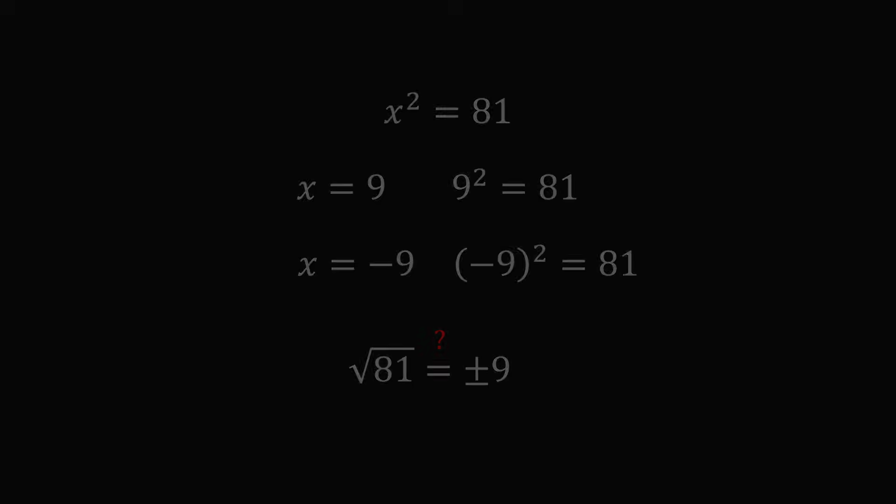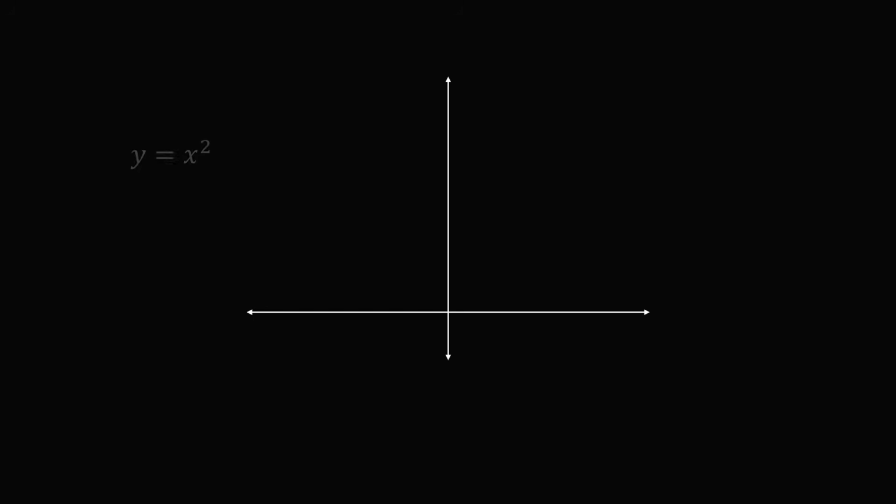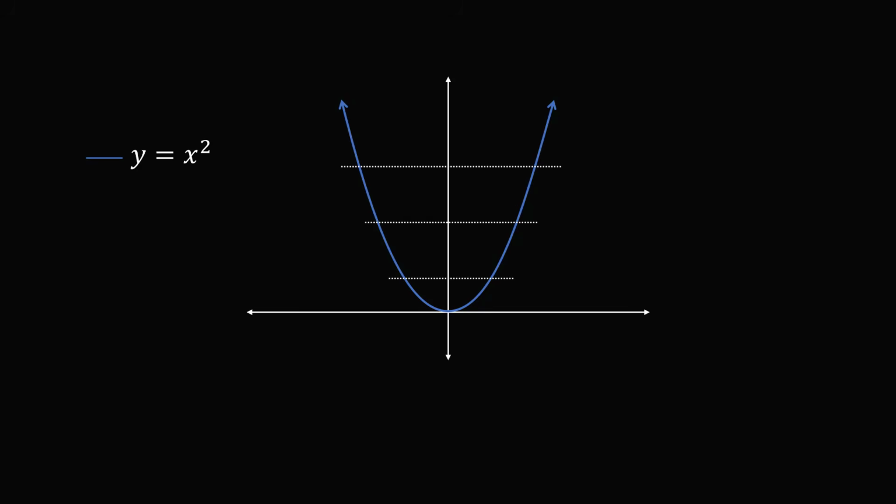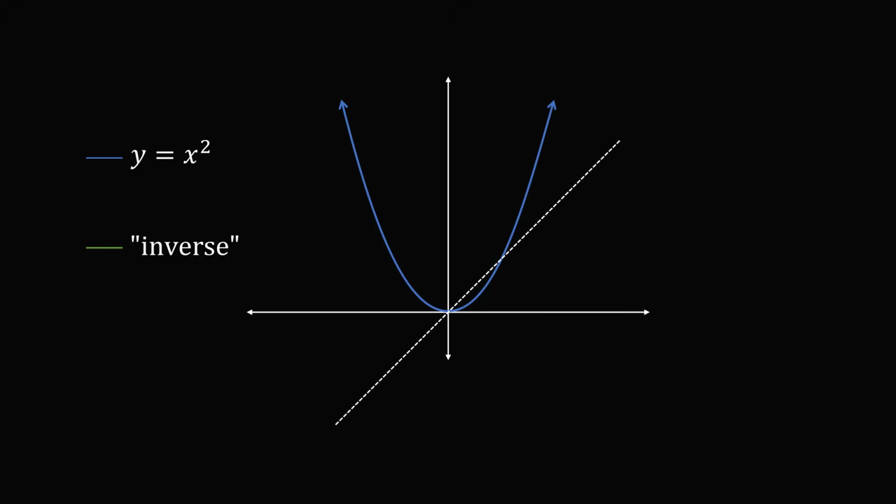Let's think about it graphically. If we want to graph the function y is equal to x squared, we get a nice parabola. For every single y value, there are two corresponding x values. Now let's imagine we want to invert this function. So the normal way we could invert a function is we could reflect the graph about the line y is equal to x. So we would end up with this parabola that's facing to the right. So this could be considered the inverse function.